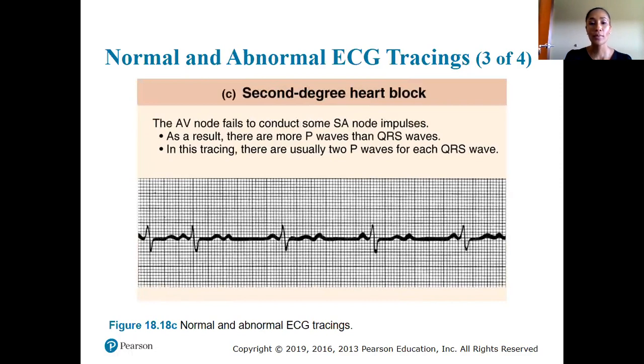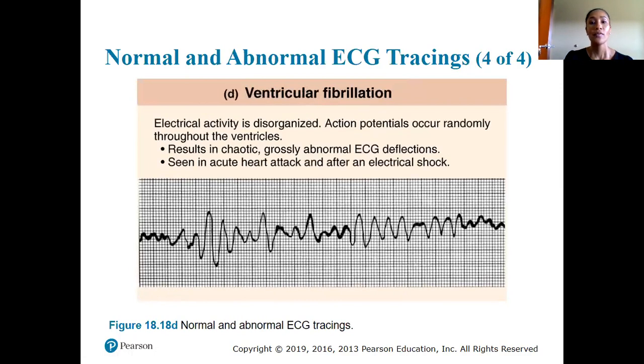The second degree heart block occurs when the AV node fails to conduct some of the SA node impulses. So as a result, there are more P waves than the QRS waves. In ventricular fibrillation, this is when the electrical activity is disorganized. So there is no functional pattern at all. We just see action potentials that are occurring randomly throughout the ventricles.